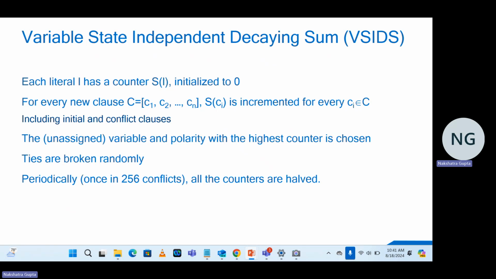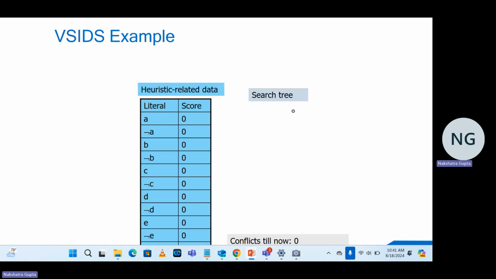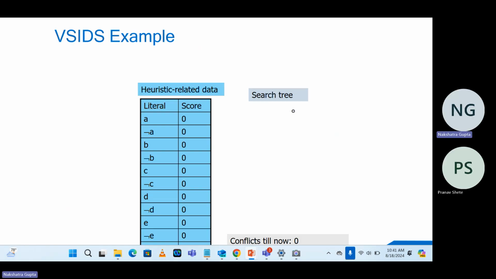I'll talk about why this heuristic works well, but let me first give you an example of how it works. This is kind of a meta example. Assume we have these literals in our formula and no conflicts until now. We go over the initial formula, which I don't show here, and count the appearances of the literals in that formula. This table shows you the score for every literal, the number of appearances of every literal in the formula. Then the algorithm picks the literal with the highest score. Literal E appeared 6 times in the initial formula.